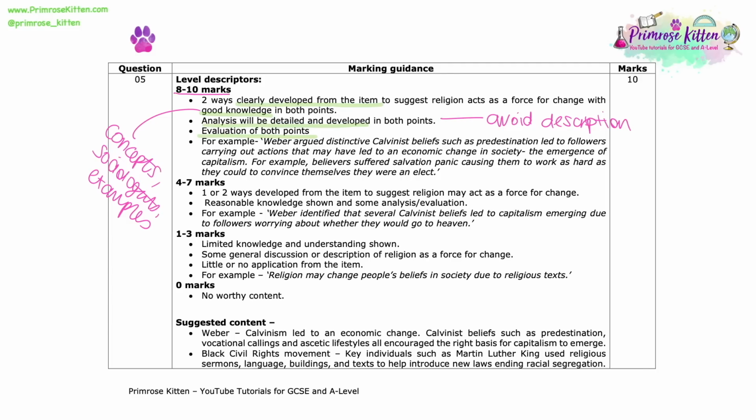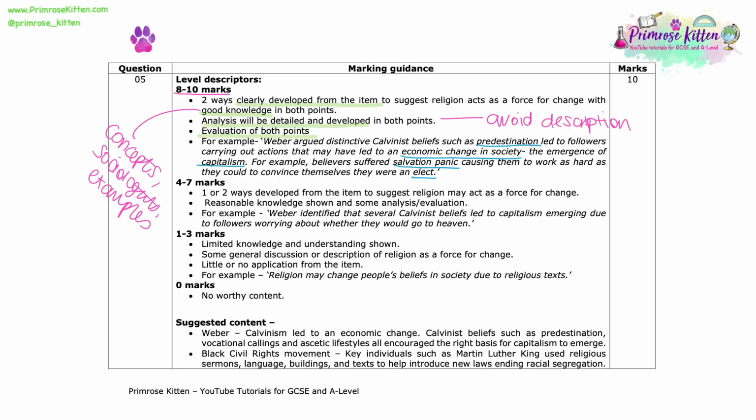There's an example there for you as well of a top band type answer, just a brief sentence of the kind of thing we would be looking for. Weber argued distinctive Calvinist beliefs such as predestination led to followers carrying out actions that may have led to an economic change in society, the emergence of capitalism. For example, believers suffered salvation panic, causing them to work as hard as they could to convince themselves they were an elect. So what you can see I've done there is exactly what we were just arguing about, being analytical over descriptive. I've not gone into loads of detail about what predestination means. I've not talked about the idea of salvation panic in a great amount of detail. What I have done is selected the specific beliefs of Calvinism that lead to economic change. So I've made sure that I am answering that question at all times.